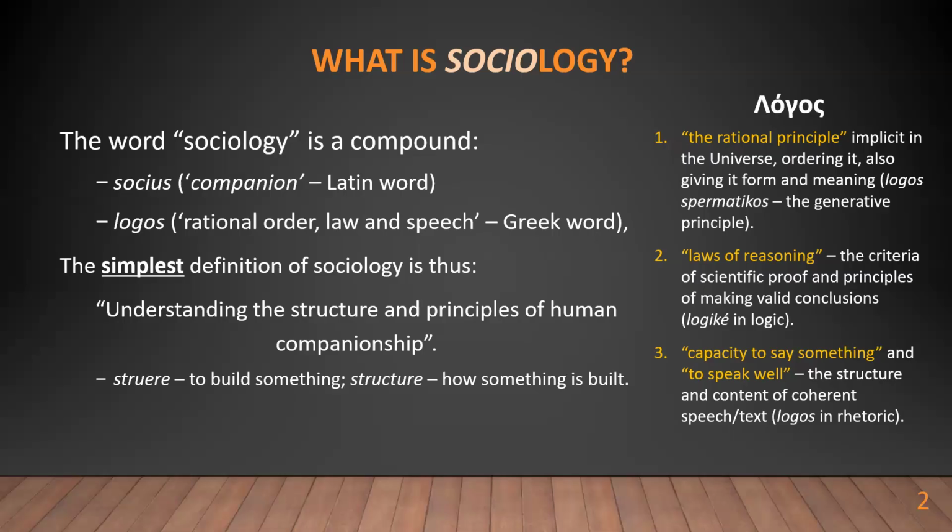Then the second meaning of the logos is the laws of reasoning, the laws of logical thinking, which are at the same time the criteria for scientific proof and the principles for making valid conclusions out of the premises and other empirical data that we gather. And the third meaning of logos is something like the very act of speech. I possess logos, therefore I can speak. I have a logos, a good logos. And that's the structure and the content of coherent speech or text. So that's logos in rhetoric.